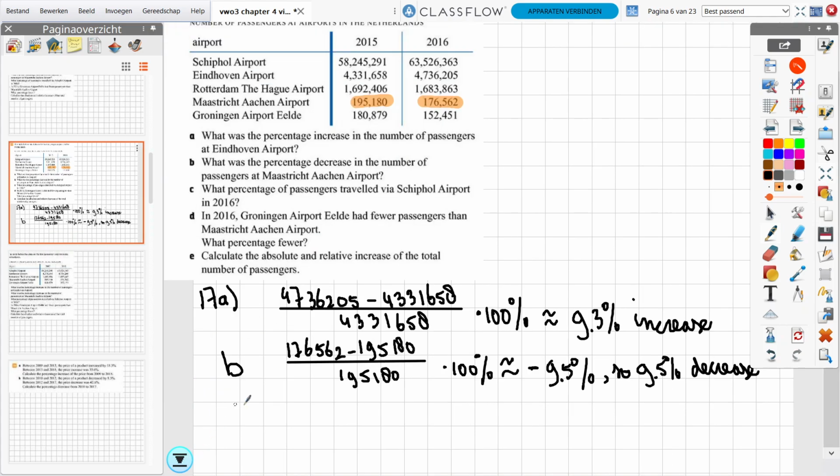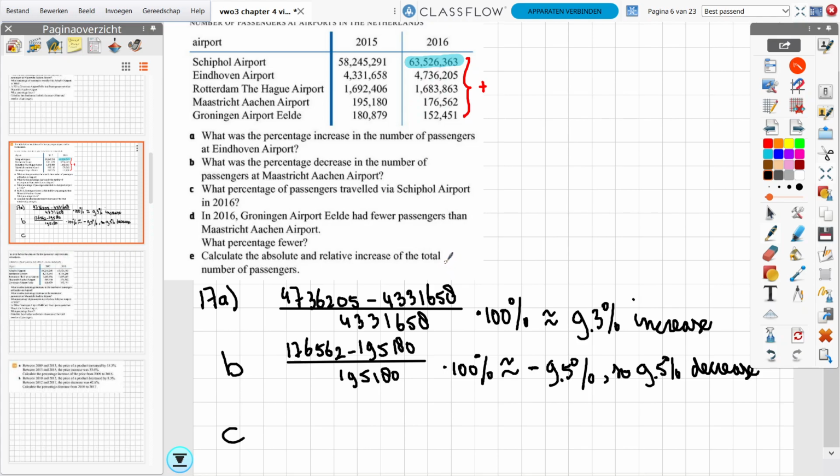Let's see, I think we can do C here as well. What percentage of passengers traveled via Schiphol Airport in 2016? You hear me sighing a bit, because what you have to do first is, we are interested in 2016, so of course I am interested in this value, but I want that as part over total, and the total here is not given yet, because for the total I have to add all those things up first, and that's why I was sighing, because that's quite a lot of work.